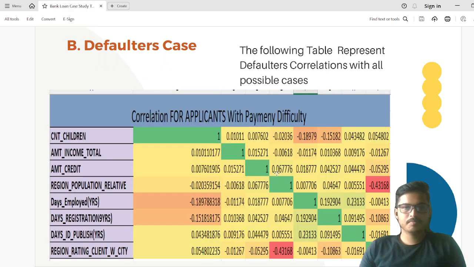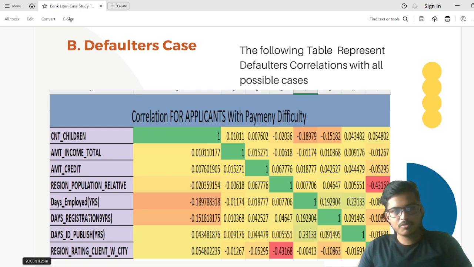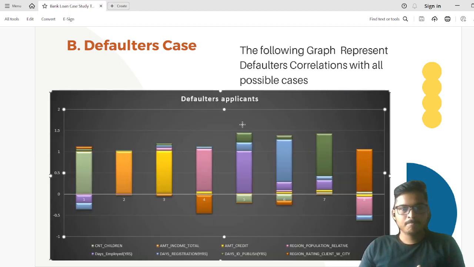Like the non-defaulters, we have taken the defaulters from our clean data set, set the target to one, then copy and paste to a new sheet. These are 8 numerical columns to find all possible correlations. Then we use the same correlate function for the count of children to the AMT income total, count of children to the AMT credit, and we have found this table. Then we select all these columns and go to our graph, insert a graph, and we inserted a column chart here. And this is a clustered column chart.